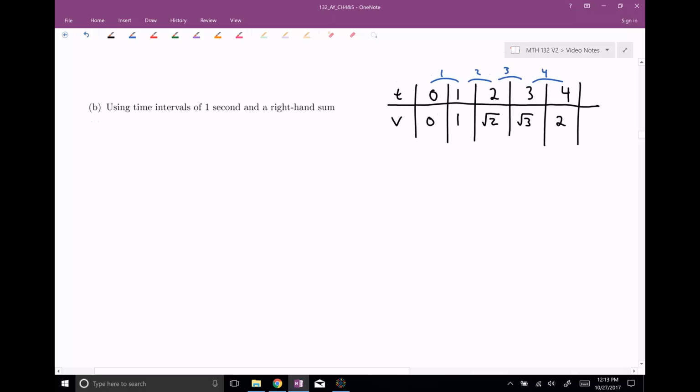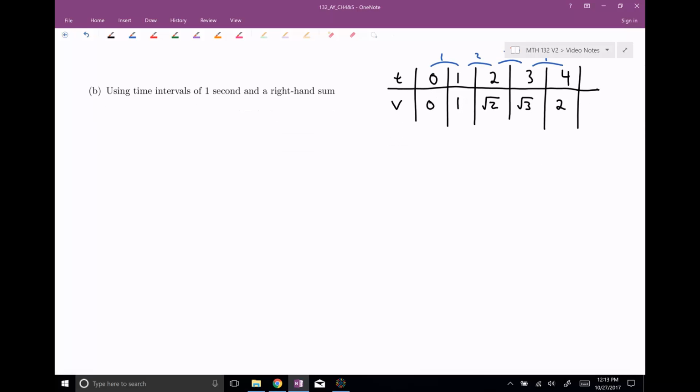But using the time intervals of 1 second and a right-hand sum, again, I want to approximate the distance that this runner traveled. So again, this time intervals of 1 second is telling you the width of your rectangle. So this is your delta t, this is 1 second. So again, that's why you split this up from 0 to 4 in intervals of 1 second: 0 to 1, 1 to 2, 2 to 3, 3 to 4, and this gave us a total of 4 rectangles. So we're going to calculate the area of each one of these rectangles, but now we're going to use the right-hand sum. So again, distance.